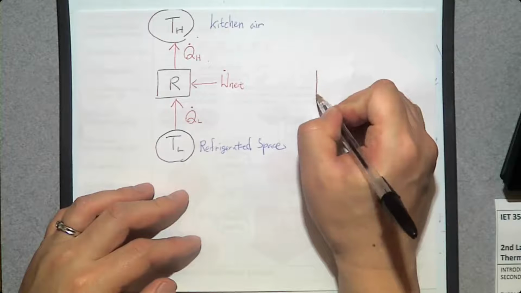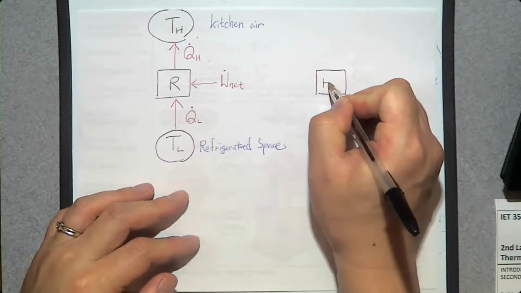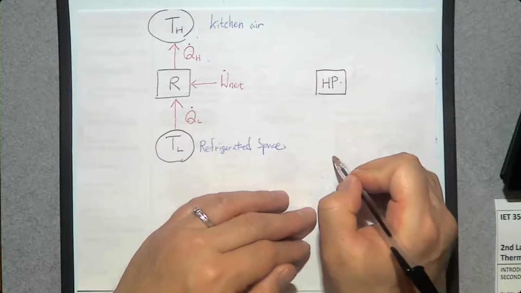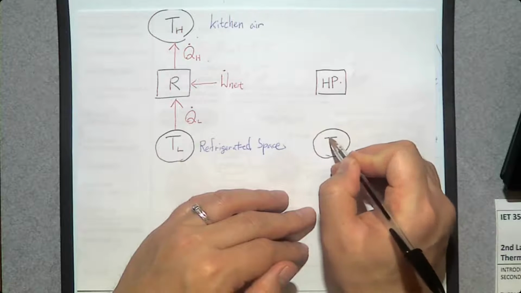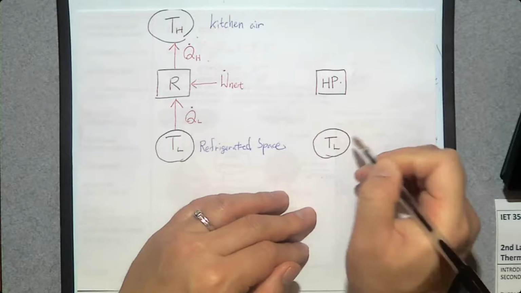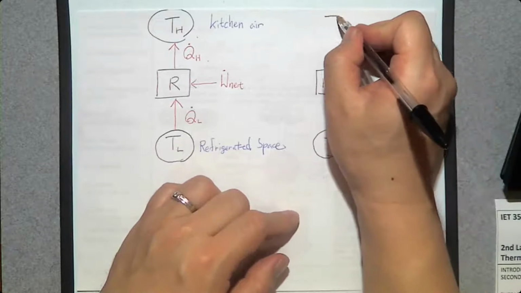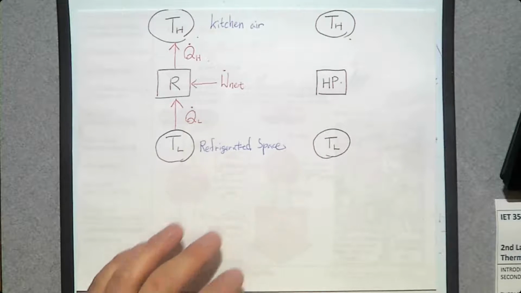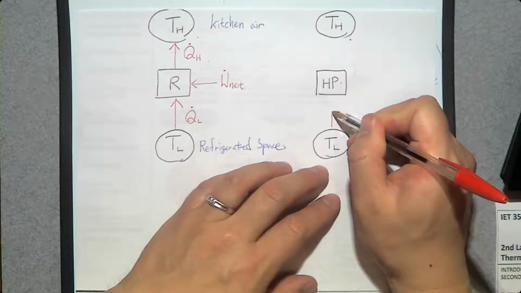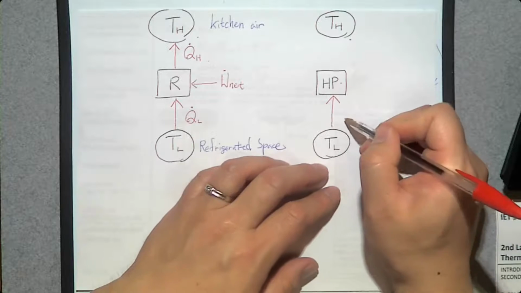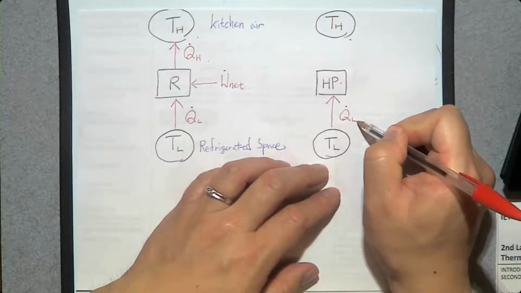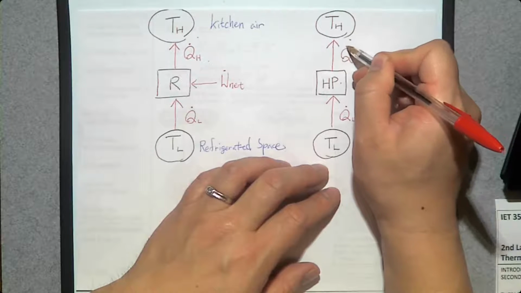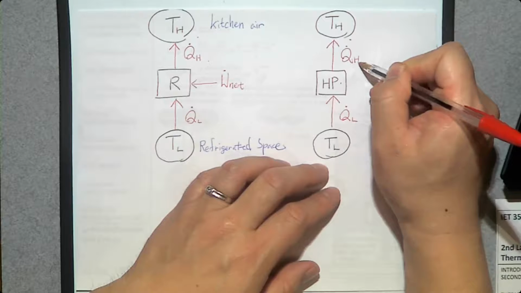What about a heat pump? A heat pump runs in the same cycle. However, we use a different application. This one also has two thermal energy reservoirs. One is at low temperature, T of L, and the other one is at high temperature, T of H. And the heat transfer direction is from low temperature. We absorb heat from low temperature at the rate of Q dot L and reject that heat to high temperature at the rate of Q dot H.